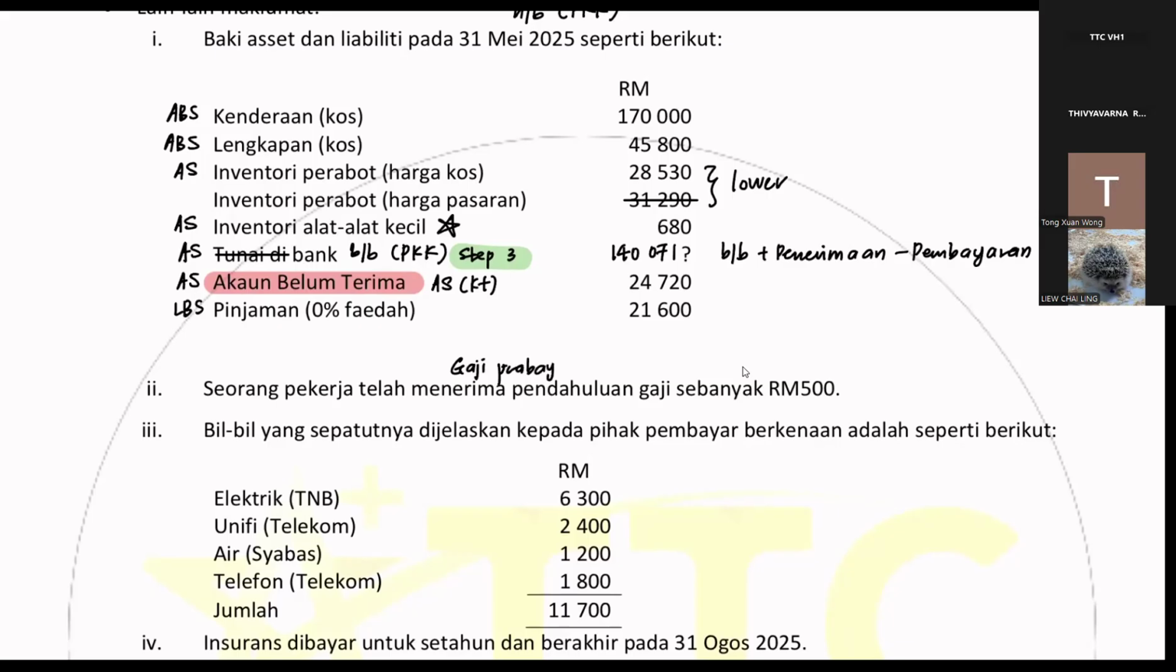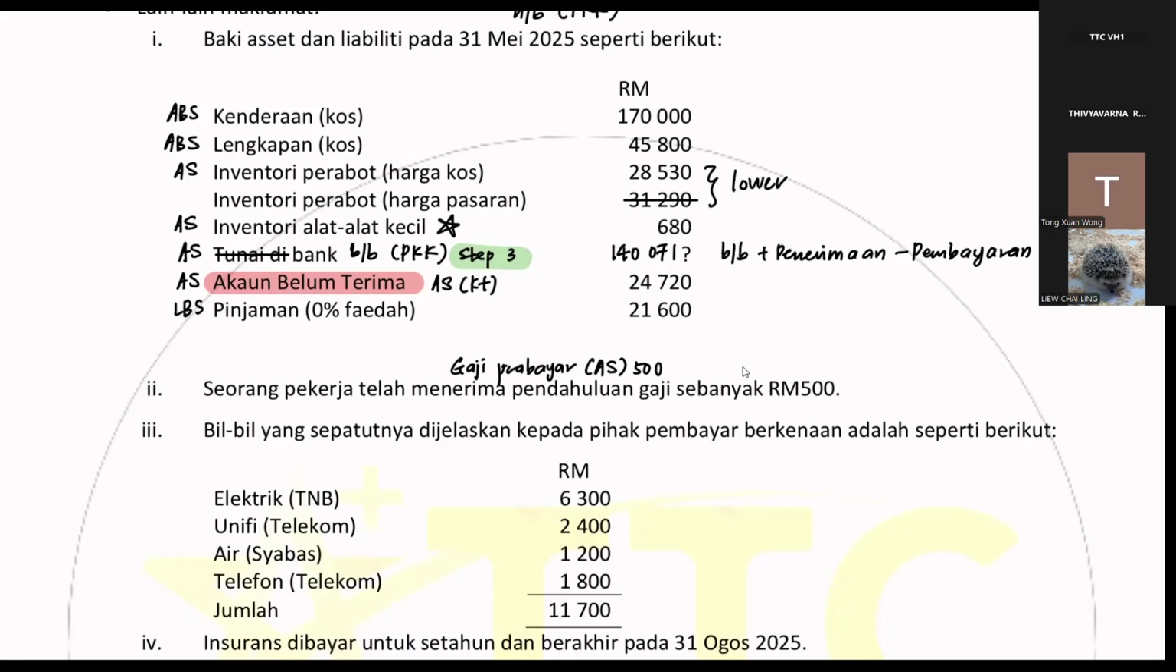What's the classification for gaji prabaya? If you paid too much, that means you haven't spent the money for actual. You only keep this money to somewhere else and then spend it next year. So what's the classification for prabaya? AS or LS? Prabaya is AS. Okay, so you got one more gaji prabaya AS 500.